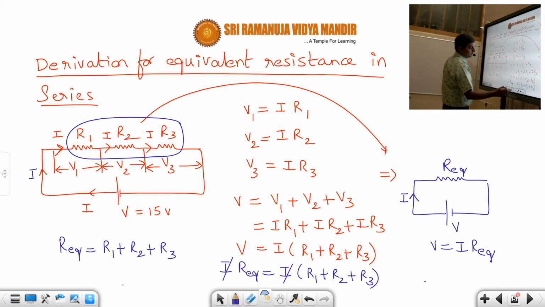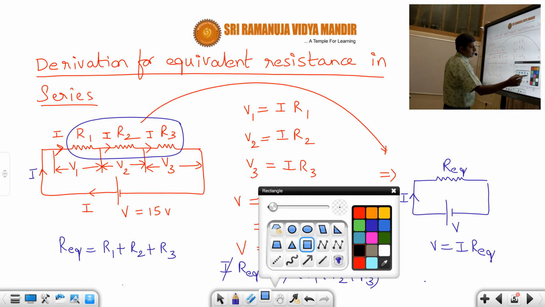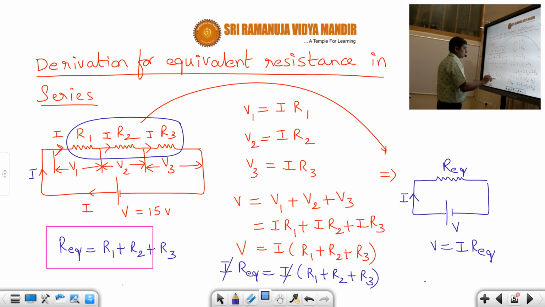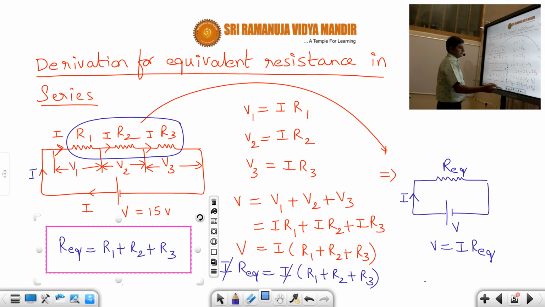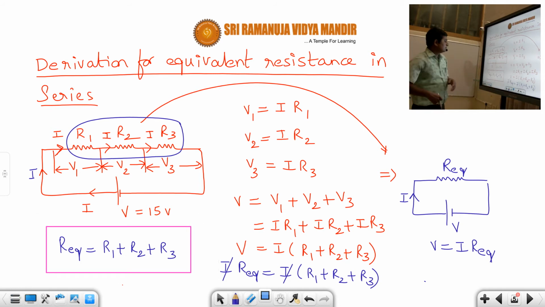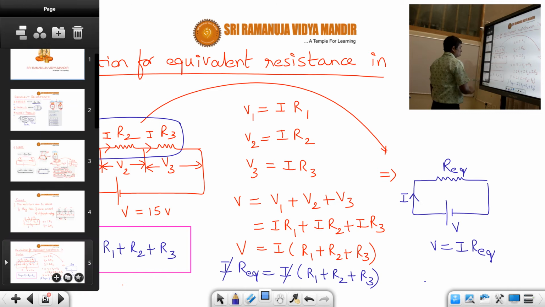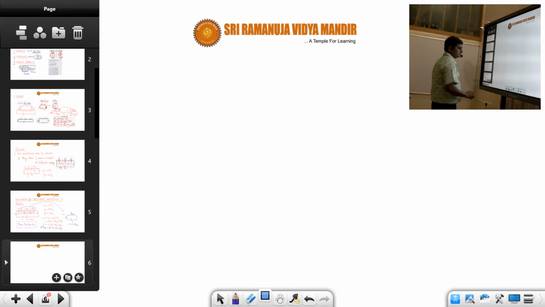Okay. So this is a very important formula and one of the basic formulas for resistors in series, students. I hope you understood this one. So this is called finding the equivalent resistance in series. Okay, students. So now let us see one simple example here.